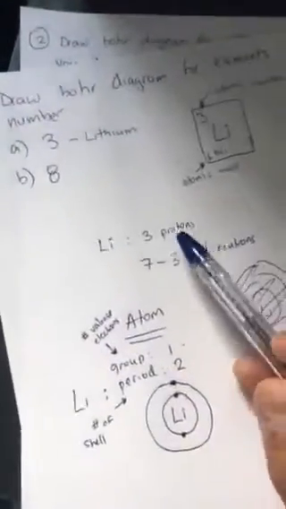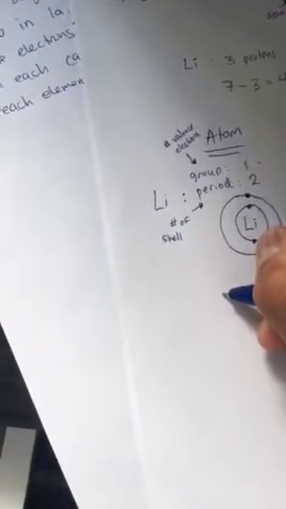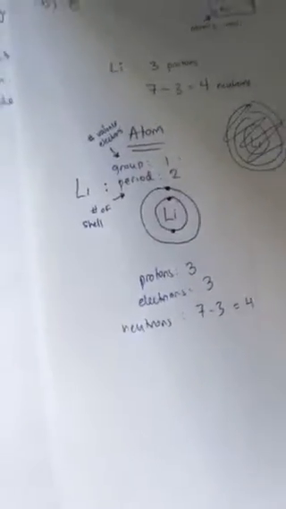So here I showed you how to find protons and neutrons, okay? I forgot to show you how to find electrons. So electrons are always equal to protons when you're looking at a neutral molecule, okay? So here we have protons is 3, electrons is 3, and neutrons we found, remember, 7 minus 3. 7 comes from the atomic mass right here. 7 minus 3, 4.